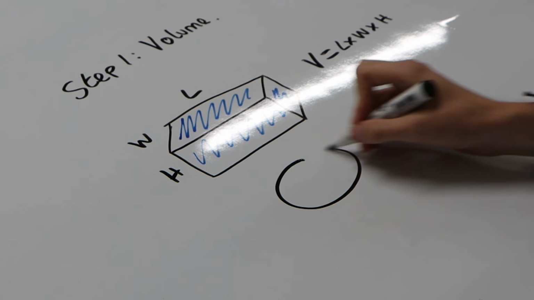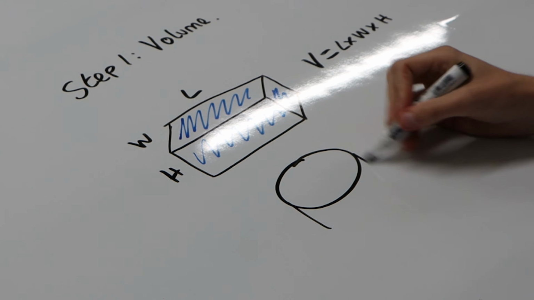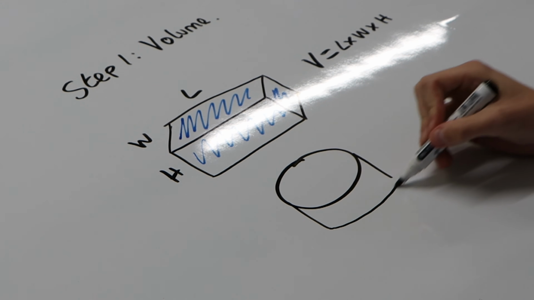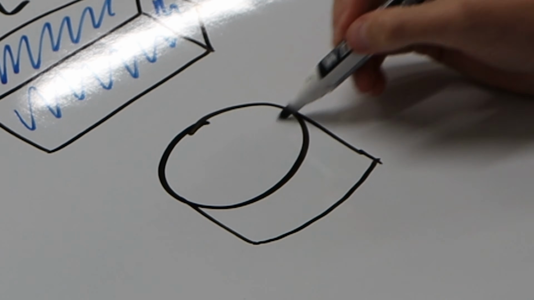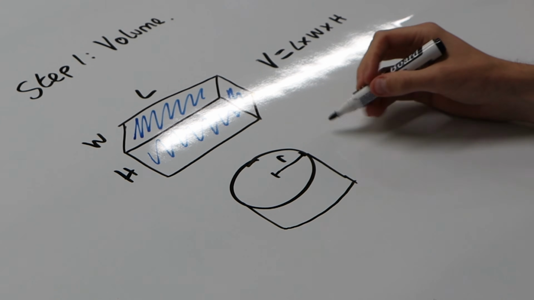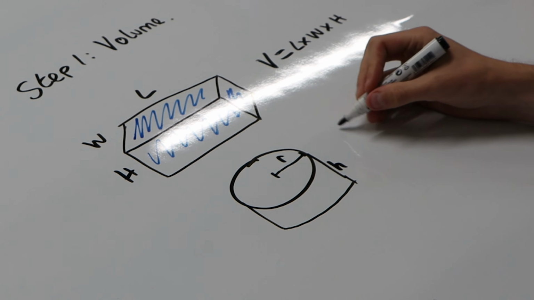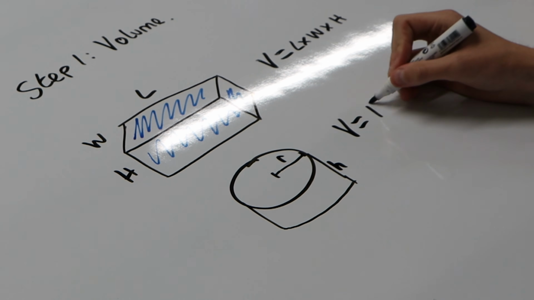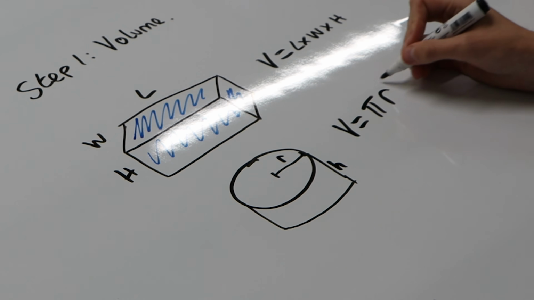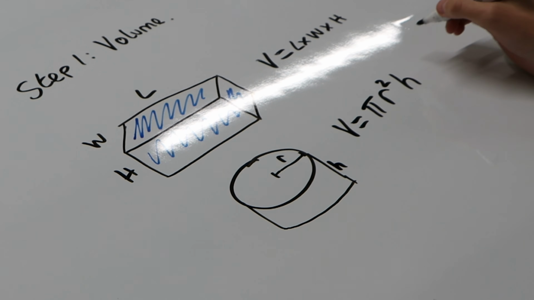Now, there are obviously going to be different sized pools. So you could have a circular pool, in which case you're going to need to know, firstly, the radius, so that's half the diameter, and the height, and then your volume equals pi r squared h, which will give you the volume of that size of pool.